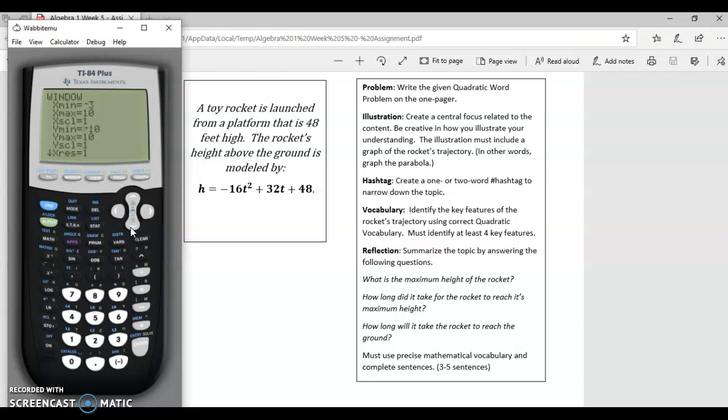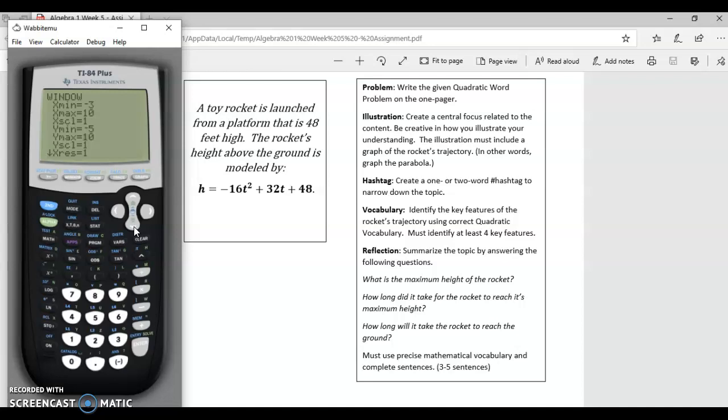Your calculator is not smart though, so it doesn't know that. And so it graphs the path as if that rocket could go underground. But we're going to change this. We're going to cut it in half here and maybe change it to negative 5. But my y maximum is where I have to really think.